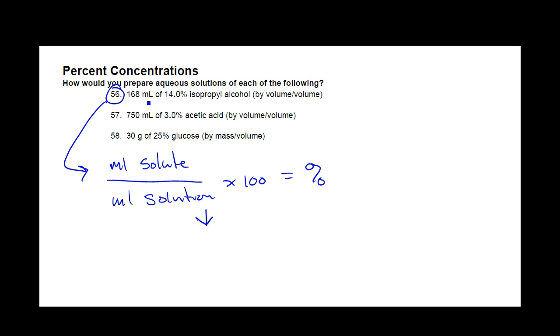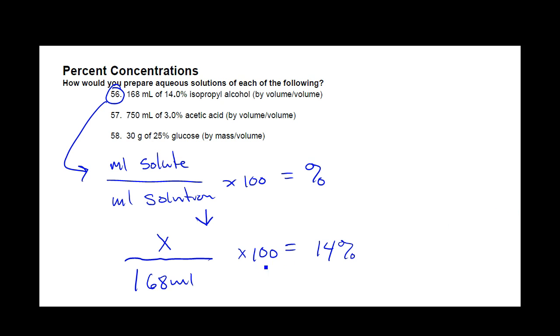Now I've got to look at what they give me in 56. They want to know how I make it, they tell me what my solution is. They have 168 milliliters of it. They tell me that my percent is equal to 14. Whenever I find a percent, I multiply by 100. So what I don't have is the variable on top, or the milliliters of solute.